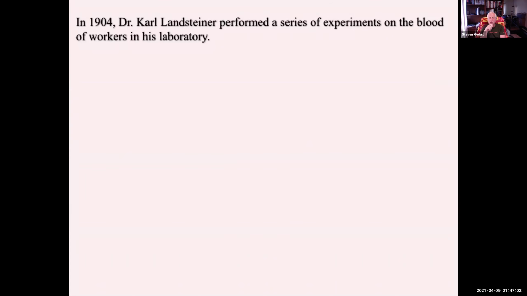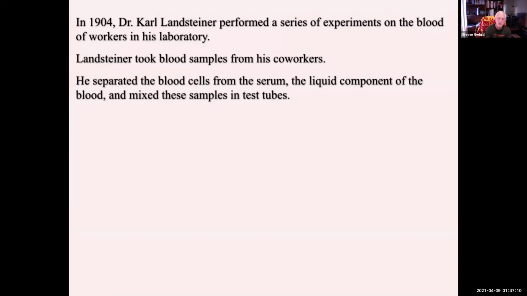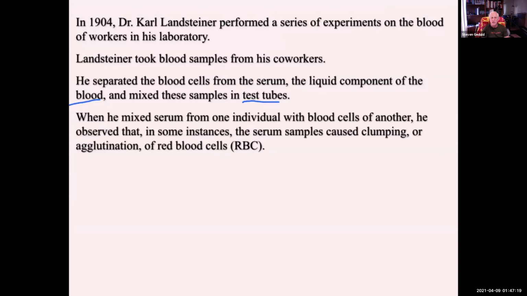In 1904, Landsteiner performed a series of experiments on the blood of workers in his laboratory. He took blood samples from his coworkers. He separated the blood cells from the serum, the liquid component of the blood, and mixed these samples in a test tube. Your plasma is the liquid portion of your blood. He mixed the serum from one individual with blood cells from another individual. Then he observed that some of the serums caused clumping, what's called agglutination, of the red blood cells, forming a precipitate.